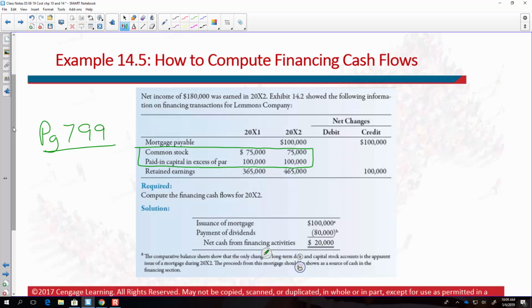What happened with the mortgage though? Okay, it went up 100,000. Is that a source or use of cash? Use. Oh, careful. Source. We're getting money, right? So I'm debiting cash. I'm crediting the mortgage. So that is a source of money. That's a positive money. Source of cash. Make sense? Yeah. Okay, let's look at retained earnings.